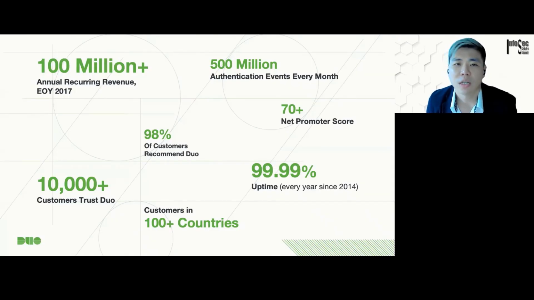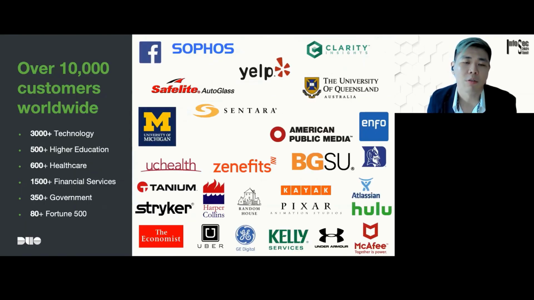We have a very great score in terms of the net promoter score. A lot of our customers are recommending Cisco Duo to their internal folks. And that's something that's quite unique to us as a provider. We also have many Fortune 500 companies, things like Facebook, Sophos, Yelp, right? These are huge technology companies that are using Duo to protect their core infrastructure, to protect their users when they're accessing all those important critical apps and data.